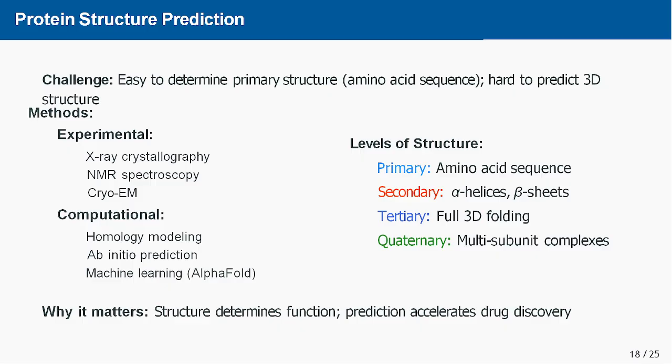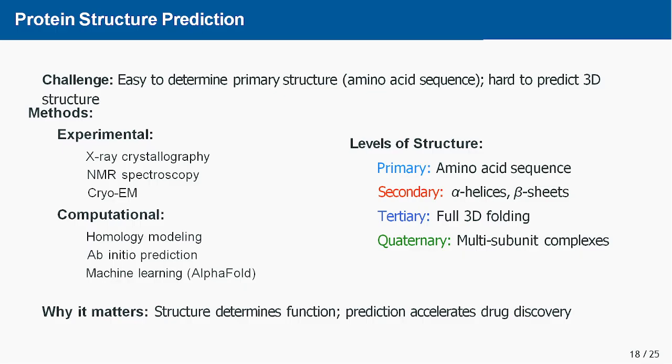So the levels of structure: primary is the amino acid sequence, then secondary is alpha helix and beta sheets, tertiary is the full 3D folding, and then multi-subunit complexes. These are the different structural levels: primary, secondary, tertiary, like that. And why does it matter? Structure determines function, and prediction accelerates drug discovery.